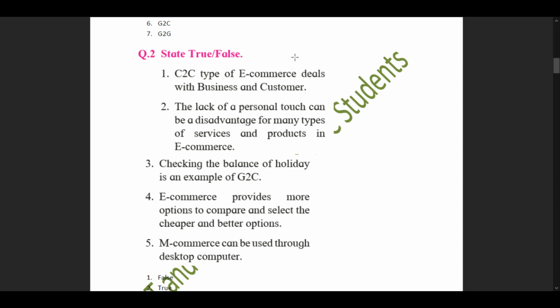Then we have our question number 2, state true or false. So the first statement we have here is C to C type of e-commerce deals with business and customer. So this is a false statement. Then we move forward to our second statement. The lack of personal touch can be a disadvantage for many types of services and products in e-commerce. So this is a true statement. Then we move forward to a third statement. Checking the balance of holiday is an example of G to C. This is a false statement.